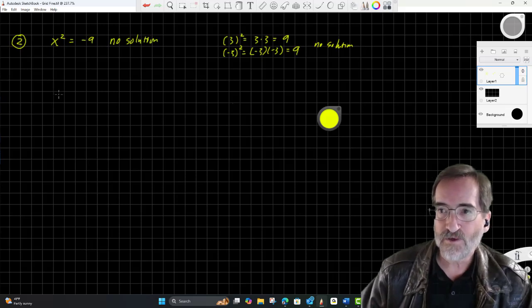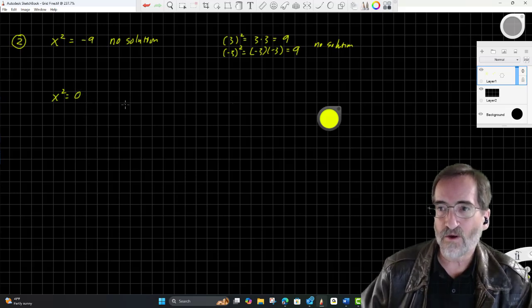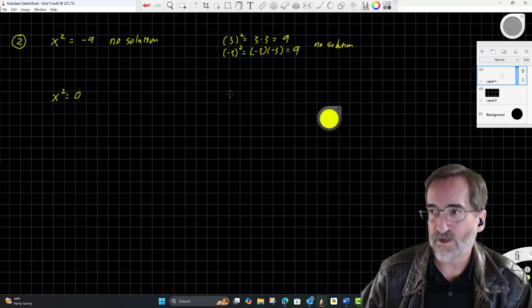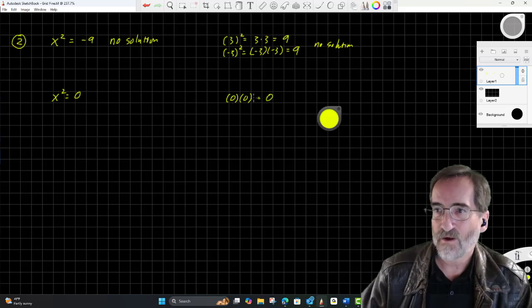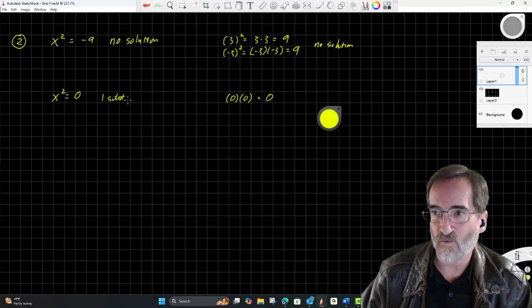Okay, if a squared equals 0, there is one solution, 0 times 0. Right? That is one solution. So there is one solution in this case, if the right side is 0.